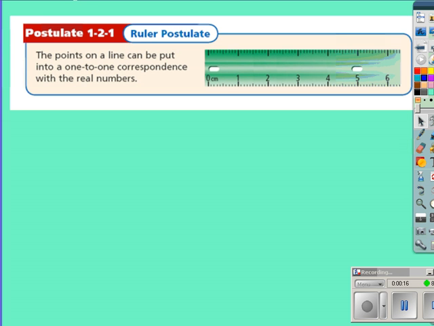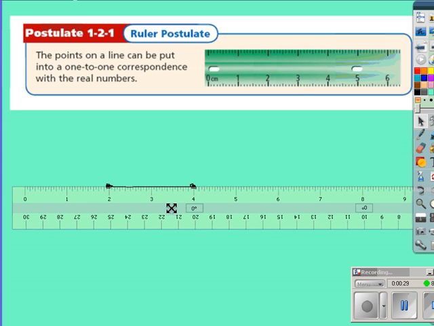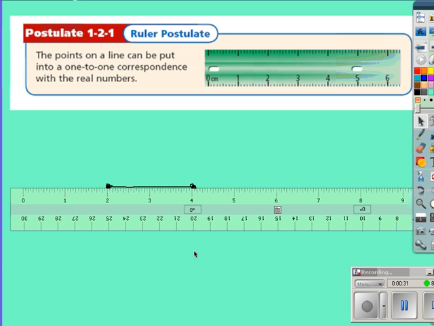What that means is if I take 2 points and have a line segment, there we have our 2 points in a line segment, I can take a ruler or a number line and put it against that line segment at those 2 points, and I can measure that line segment with this ruler.